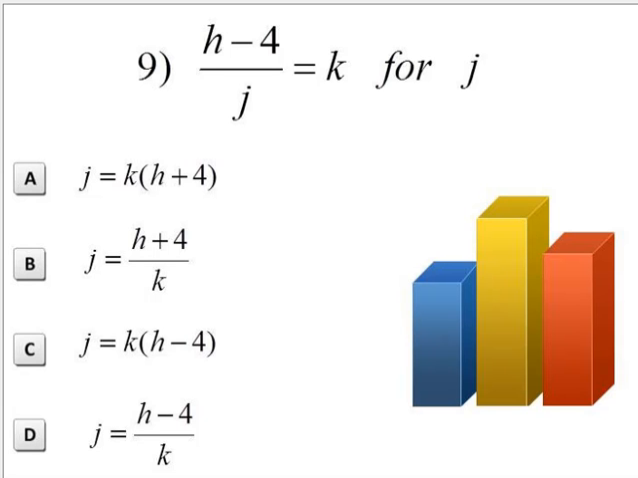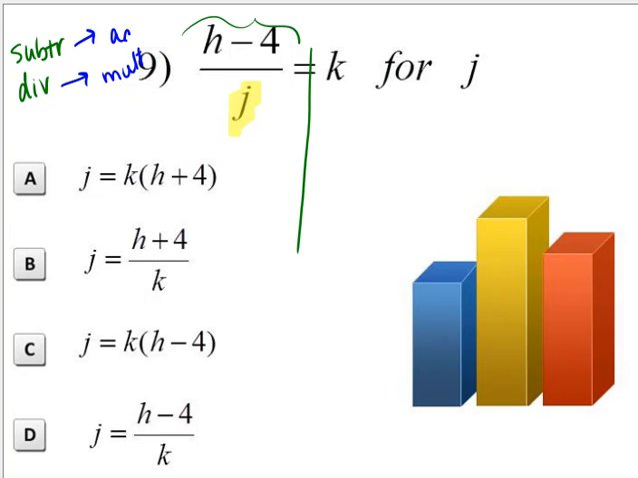The next example, I am supposed to get j by itself. So this time it's on the bottom of a fraction. That is a little bit different than what we've been seeing. If I focus on this side where I have it highlighted, I see I have subtraction and I have division. The way I undo a division is by multiplication, and the way I undo the subtraction is by addition.